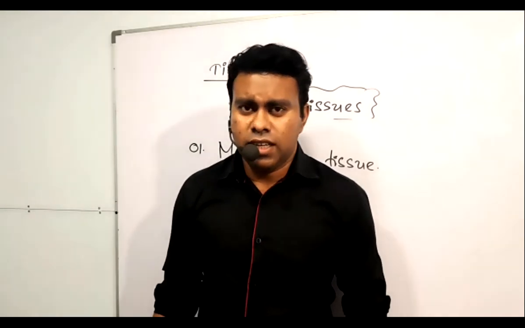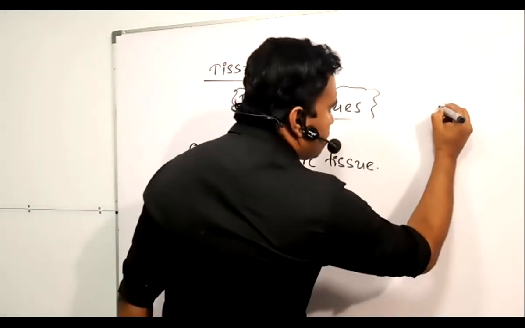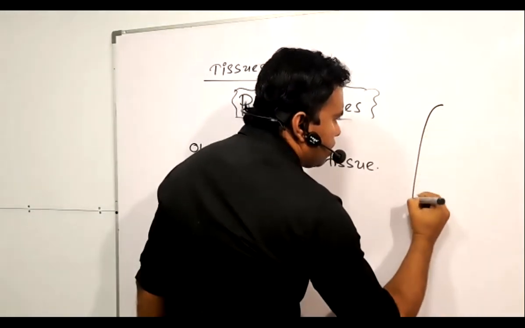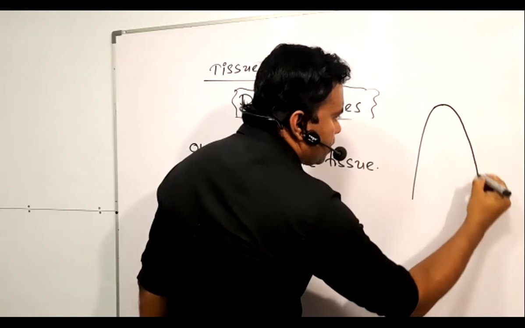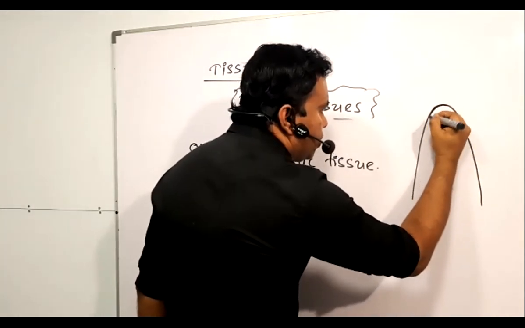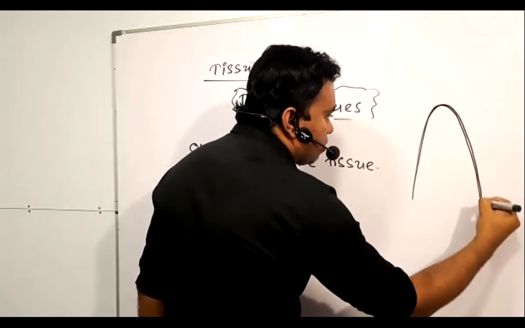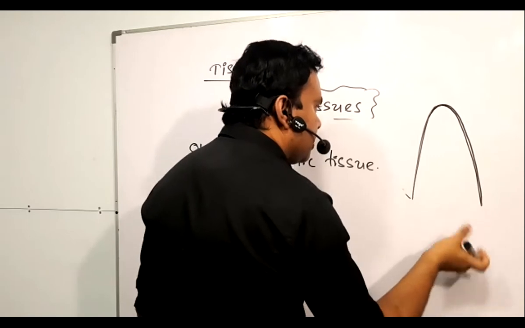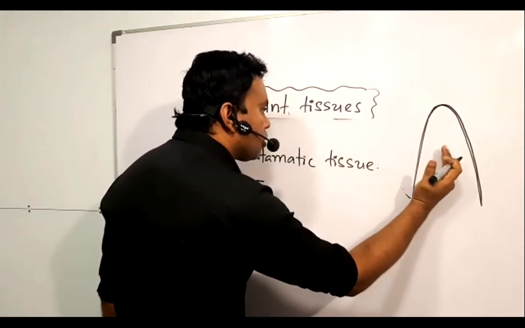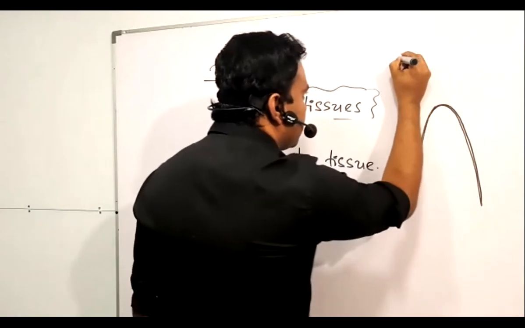Meristematic tissues, plants are having these meristematic tissues in the apical bud. Okay, in the apical bud. So that exists in shoot apical or root apical. So that's like this. I'll draw it like this.